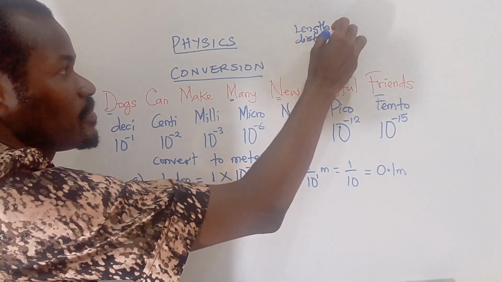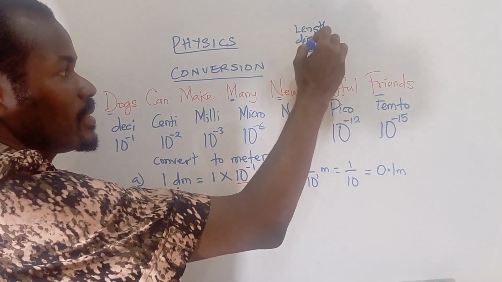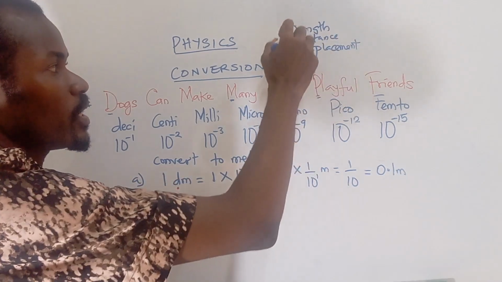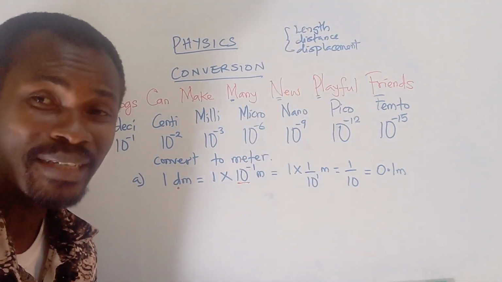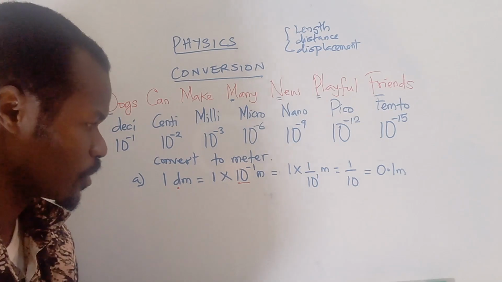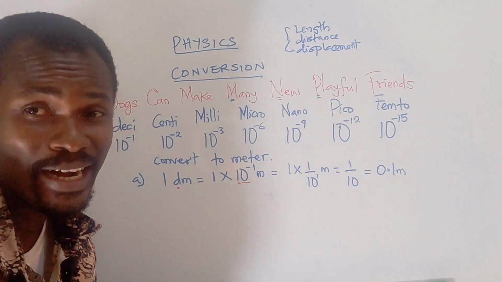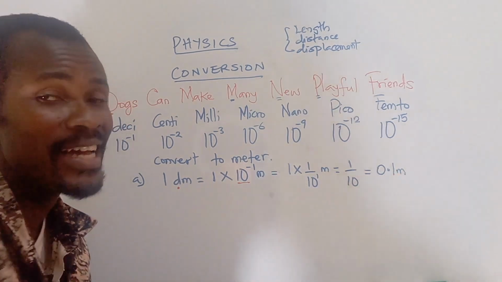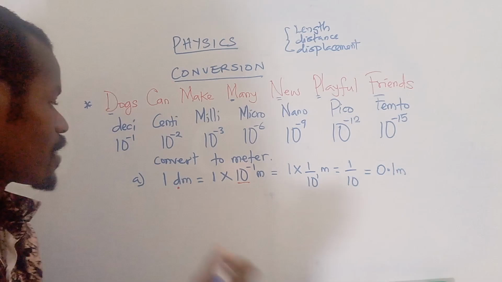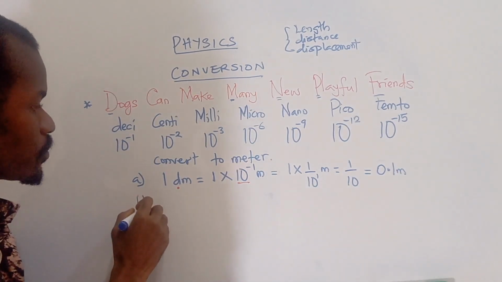Remember in physics, when it comes to length, distance, or displacement, you want to keep these quantities in meter before solving problems. So you have to learn how to convert to meter, and you use the value in meter to do your calculation. All right, so let's check the next one.